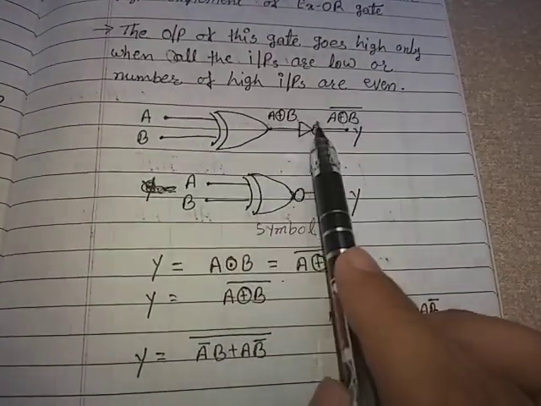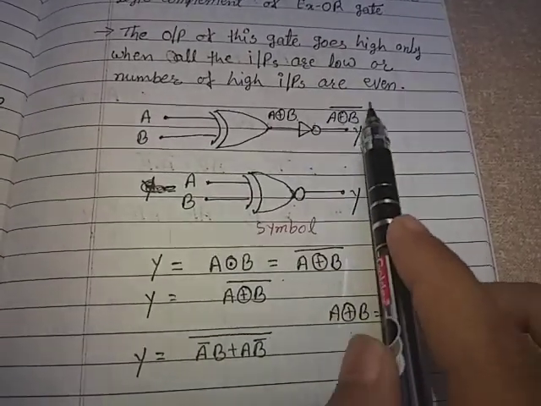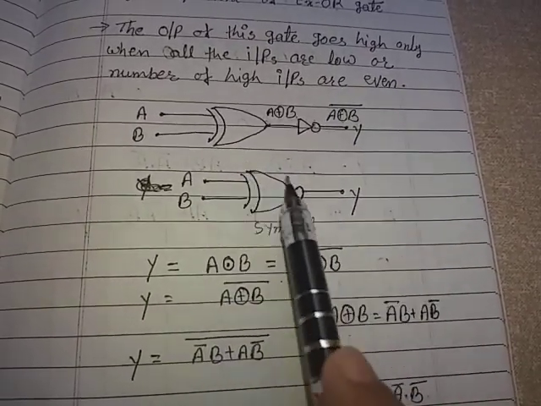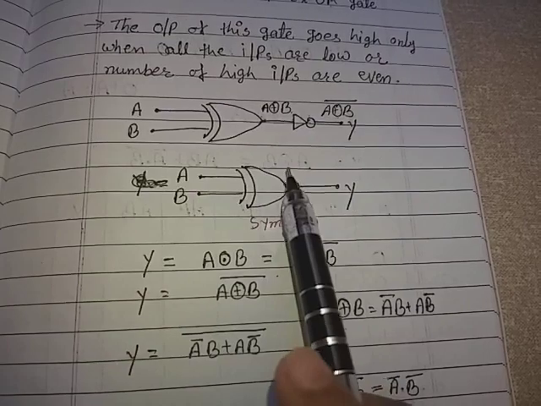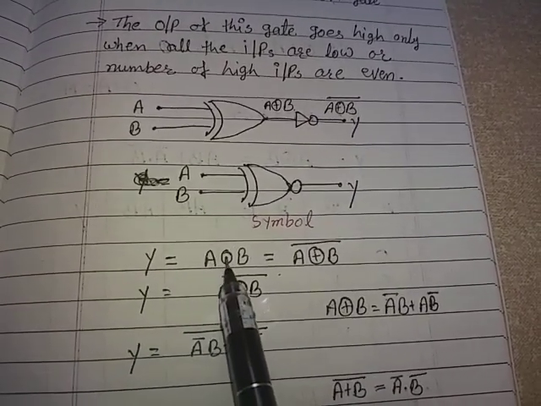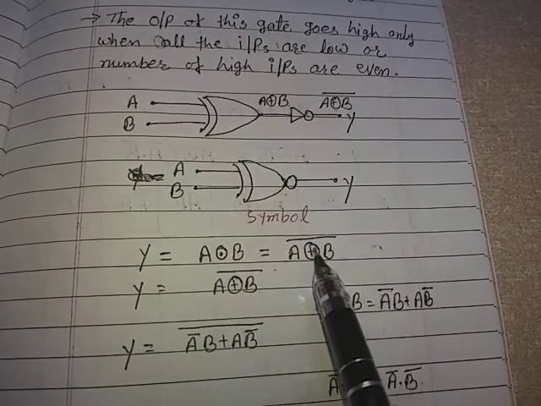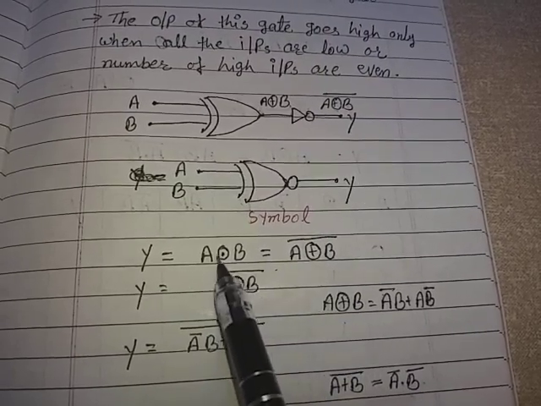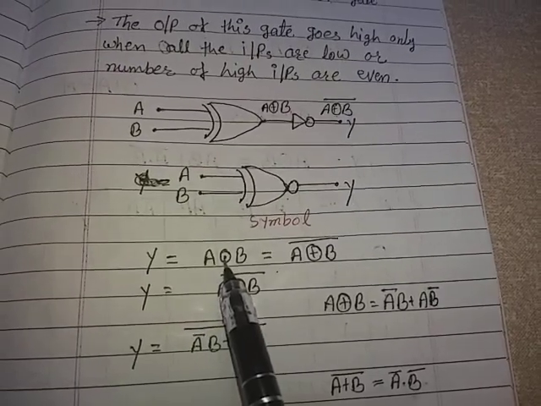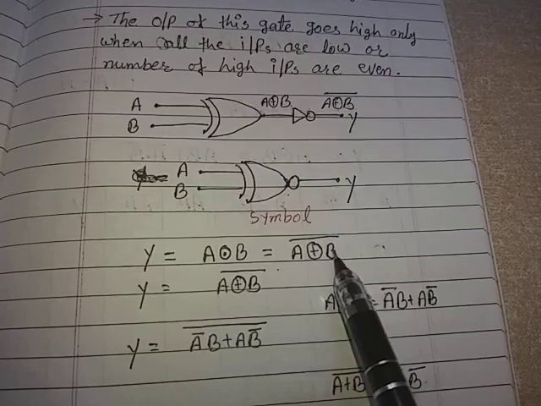So the output of XOR is fed to the NOT gate, and the output of this NOT gate will be the XNOR. And here is the symbol of the XNOR gate. A bubble is placed after the XOR gate. The equation is given by Y is equal to A, the dot and a circle is known as XNOR. Here plus and a circle is known as XOR. Here dot and a circle is known as XNOR. Y is equal to A XNOR B, or we can say complement of A XOR B.